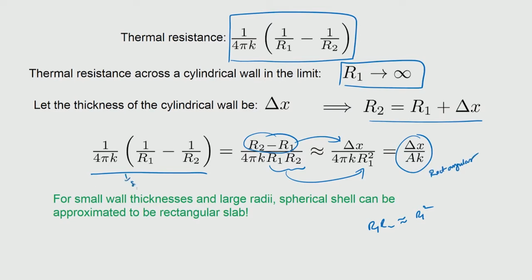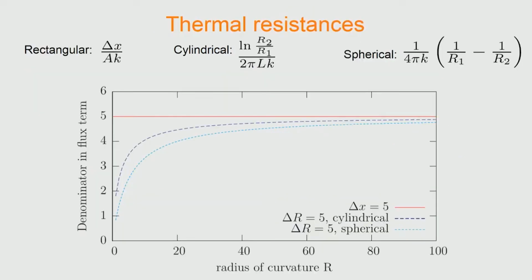So, we start with spherical and we arrive at the rectangular expression in the limit that the inner radius of the spherical shell is very large compared to, for example, the thickness of the shell. What this also implies is, just like we did in the cylindrical coordinate system, that for small wall thicknesses and large radii, the spherical shell can be approximated as a rectangular slab. So, we can sometimes simplify problems to get order of magnitude estimates using this kind of simplification. Here we now summarize the thermal resistances that we came across.